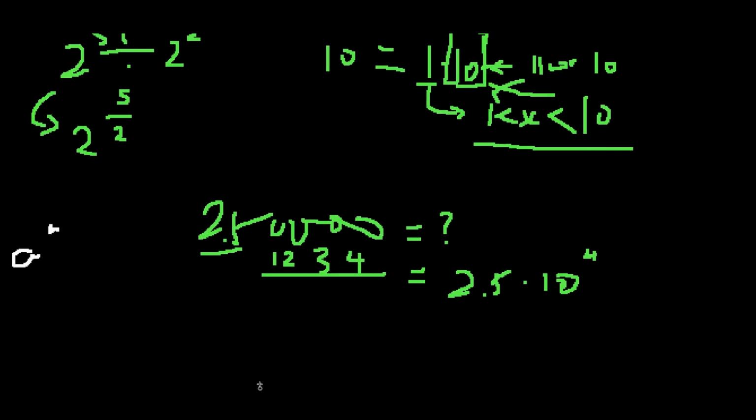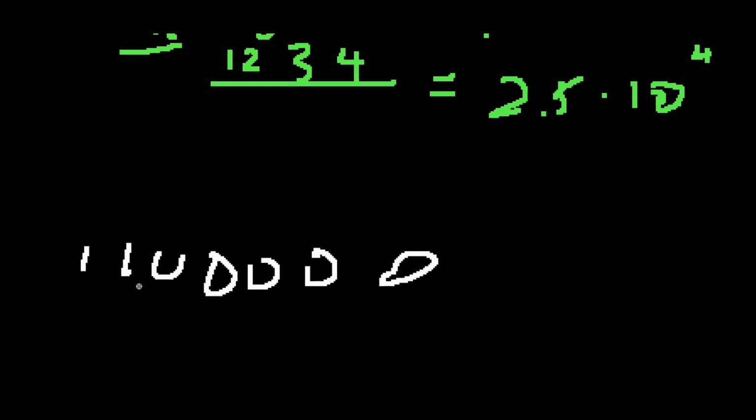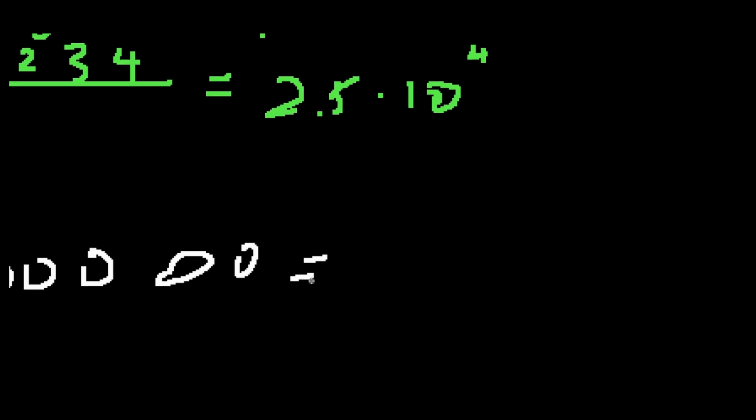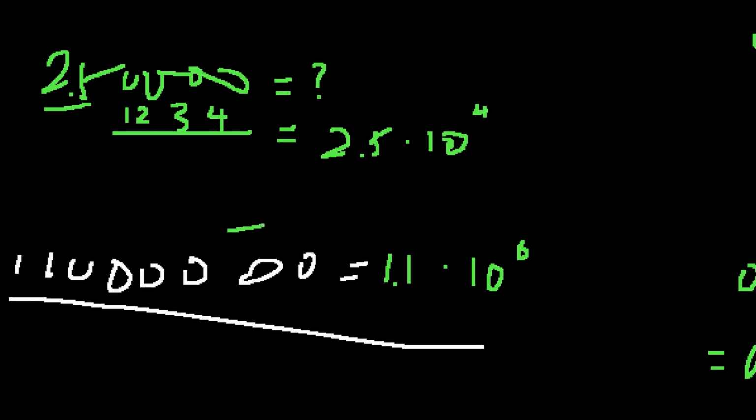And then, for example, with a number, something like 11 million, for example, we can express it as 1.1. And then count the zeros. We have 1, 2, 3, 4, 5, 6 zeros. So we times 10 to the power of 6. Alright, cool? Thank you. So this is scientific notation for positive integers.